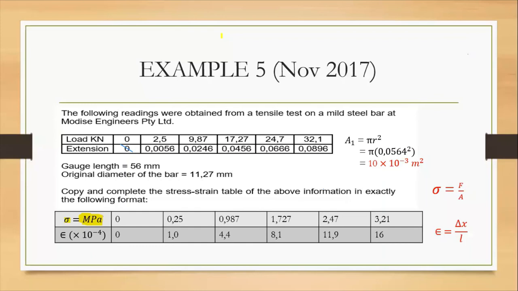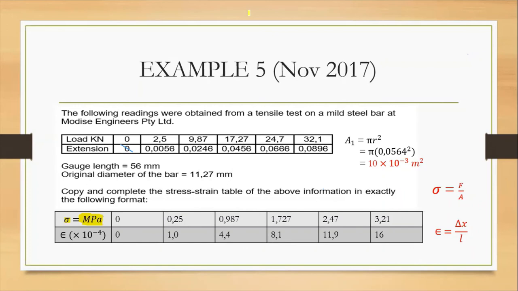Can I have Chazana? Yes, sir. I'm not sure whether it's my network or yours. Chazana, can you just type, please? Your network is very bad. The area is correct.